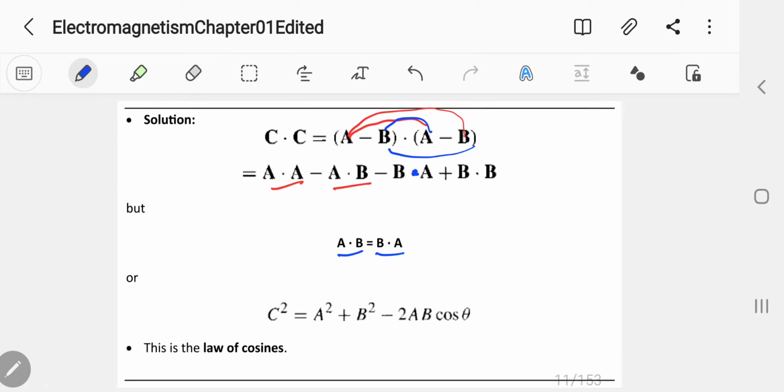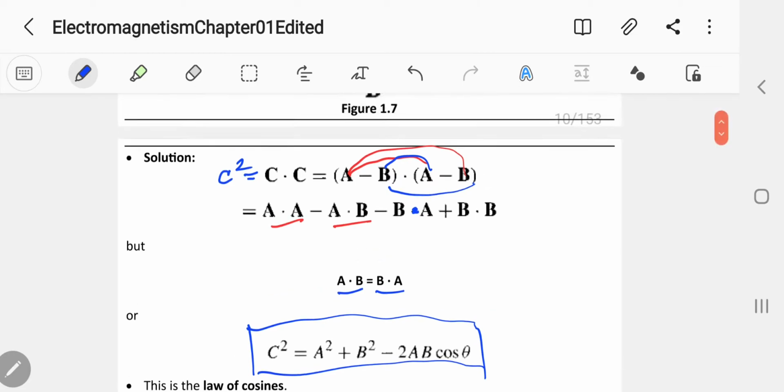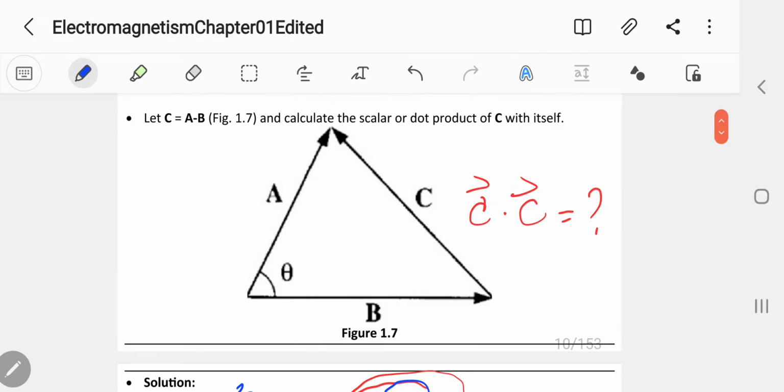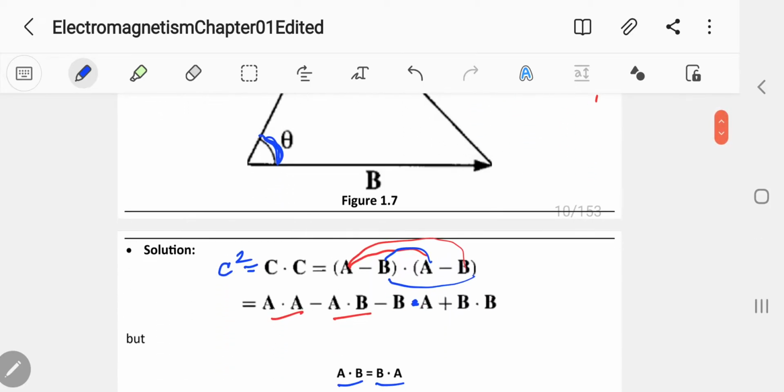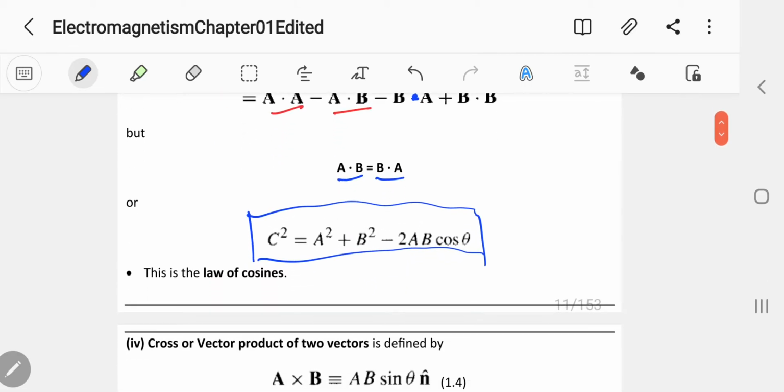So therefore you can write your c square. Of course this is equal to c square because it's dotting with itself. c square is equal to a square plus b square minus 2ab cosine theta. The cosine theta is the angle between a and b. By the way, this is called the law of cosines.